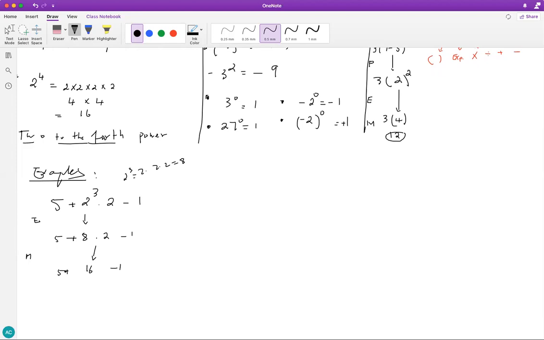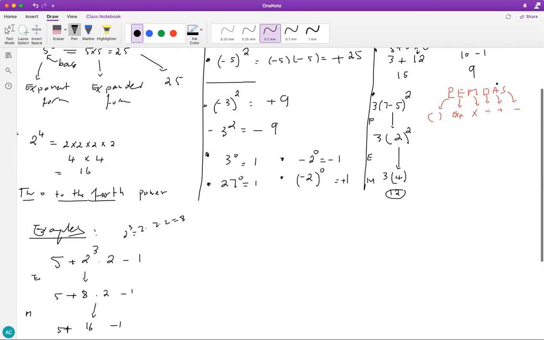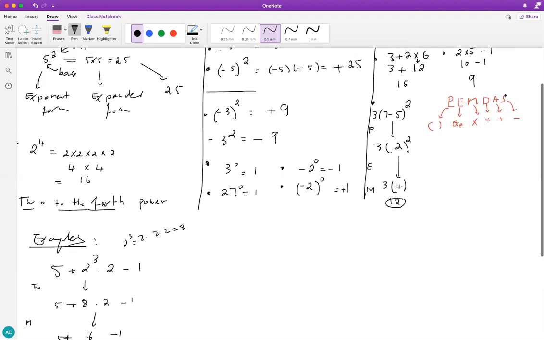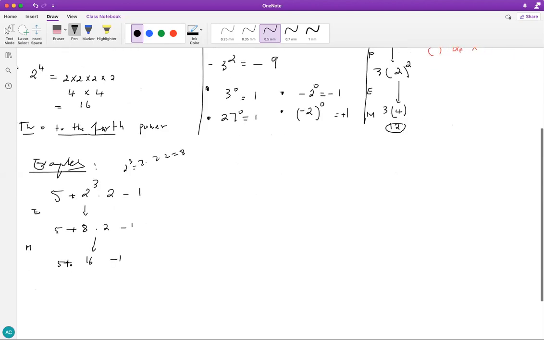So now we have addition and subtraction left. The last two we evaluate in order of operations. When we have them together, we do left to right. Whichever comes first out of these, it's done first. Even if the minus comes first, that's not a problem. So we do them left to right. So that would be 21 minus 1, and that's 20. Okay, so that's one example.